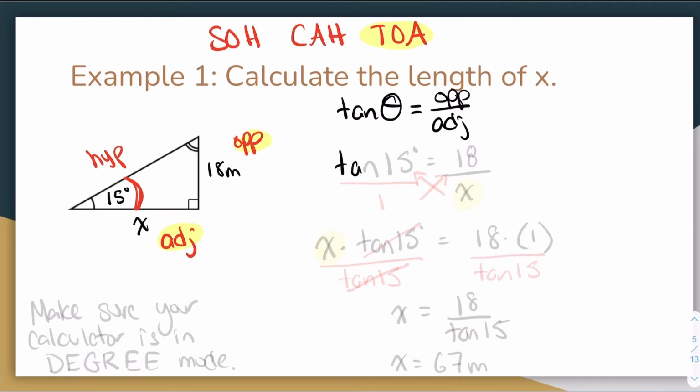Now I'll sub in what I know. I know my angle is 15 degrees, my opposite is 18 meters, and my adjacent is x. That's what I'm looking for. Now x is in the bottom of this fraction. I also need to get it by itself. So the steps that I will do to get this by itself starts with cross multiplying. I'm going to put tan 15 over 1 so that I have a fraction on both sides of the equal sign. Then I'll cross multiply.